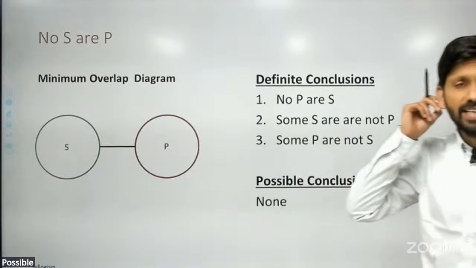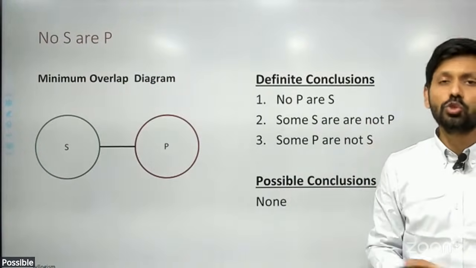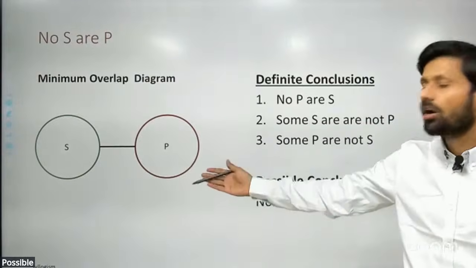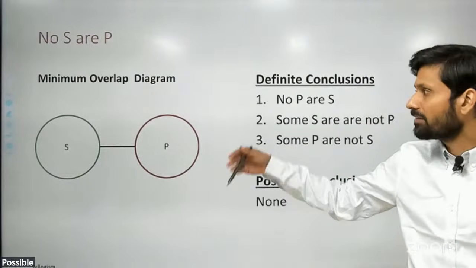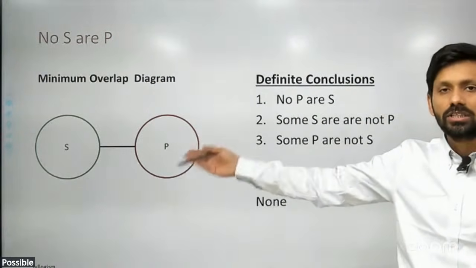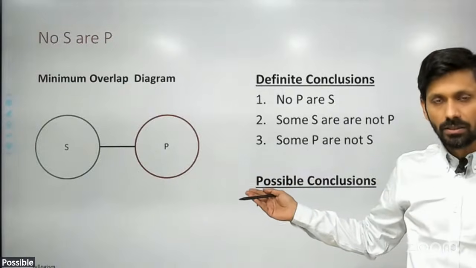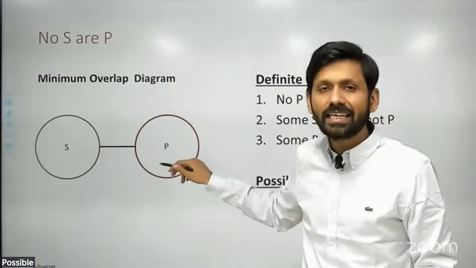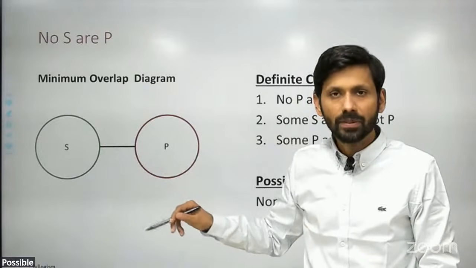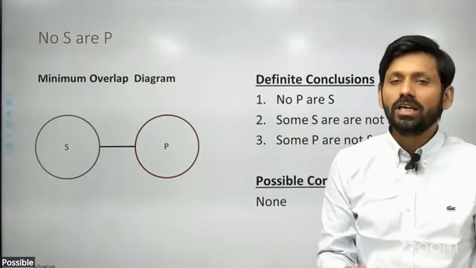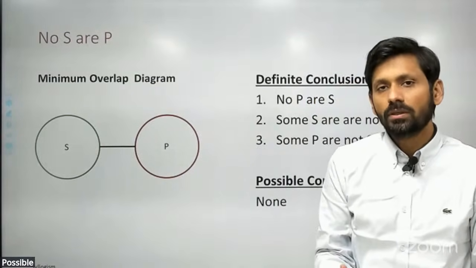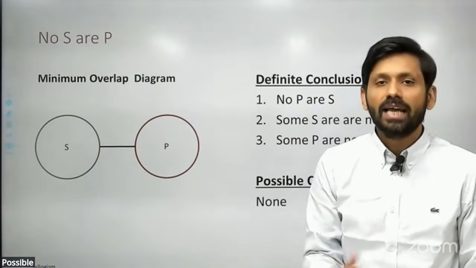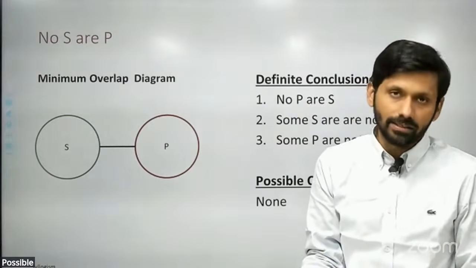So as the name suggests, there is no overlap between S and P, and that's how we have drawn it. When we are drawing for no SRP, we draw these two disjointed circles, and not only that, we also draw a line between these two circles. Whether you want to draw the line or not is totally up to you. I draw the line because it makes my diagram very clear.